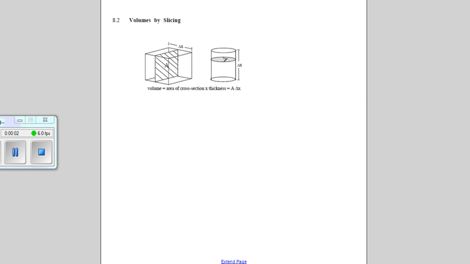Okay, so we're going to look at a really exciting application of integrals. We're going to look at how to use integrals to find volume, and volume by slicing. So what I want to do is think about these two volumes that we know.